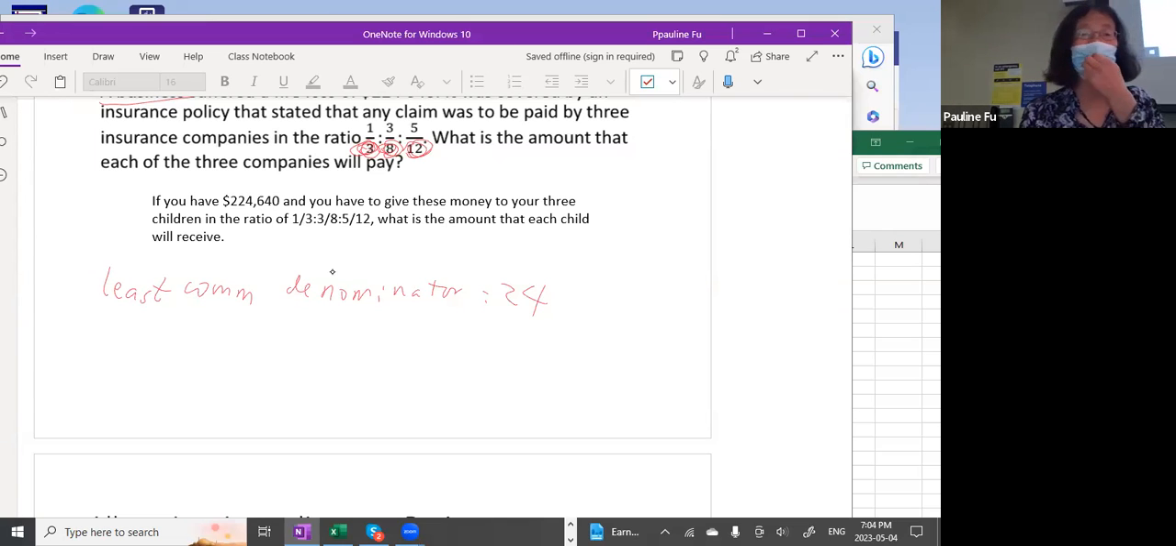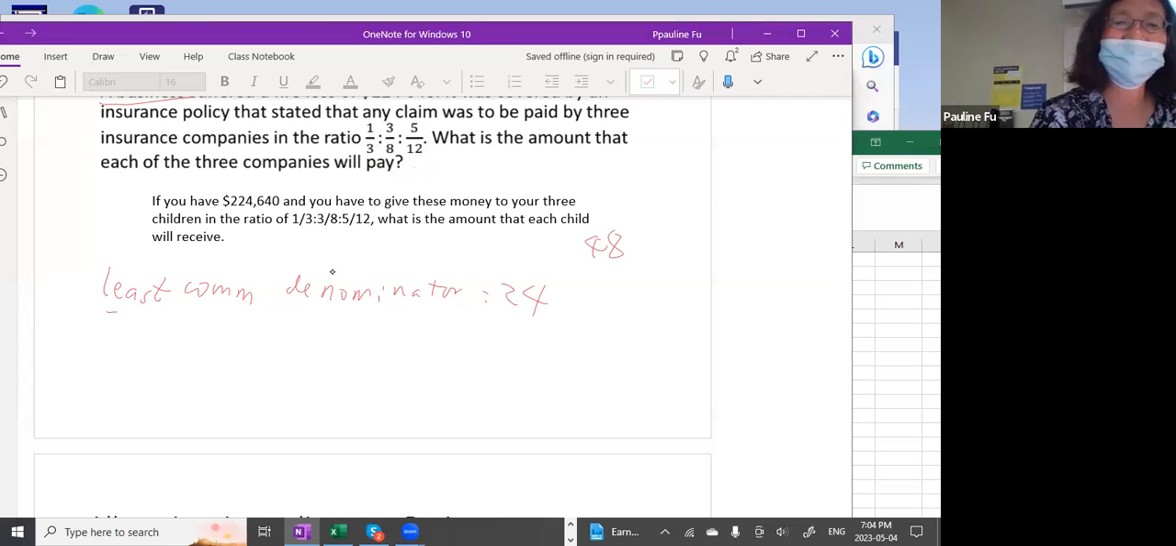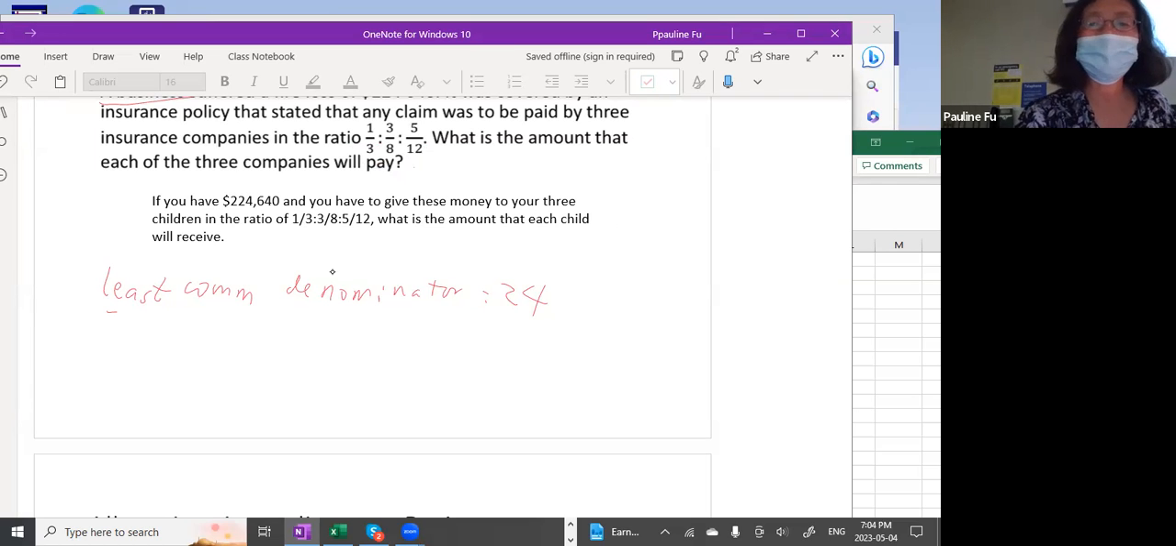There are also other numbers. For example, 48. 48 is a multiple of 3, 48 is a multiple of 8, 48 is a multiple of 12. But 48 is not the least. So the least is 24, the smallest. Okay. So once we found the common denominator, what do we do? Rewrite the original ratio with denominator 24.